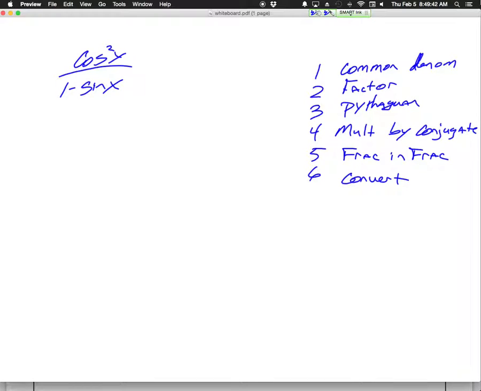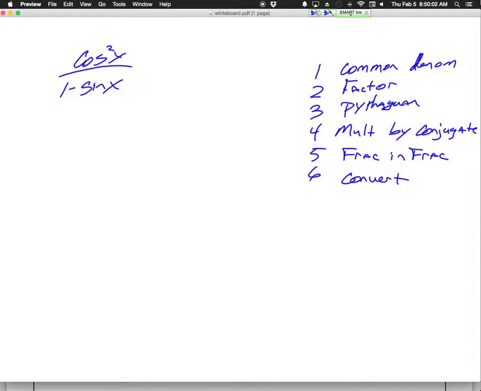So I still go through my list. Do I need a common denominator? Is there anything to factor? Is there a Pythagorean? No. So then we get to multiply by the conjugate. In this case, we do want to multiply by the conjugate. How is there not a Pythagorean? What do you say the Pythagorean is?